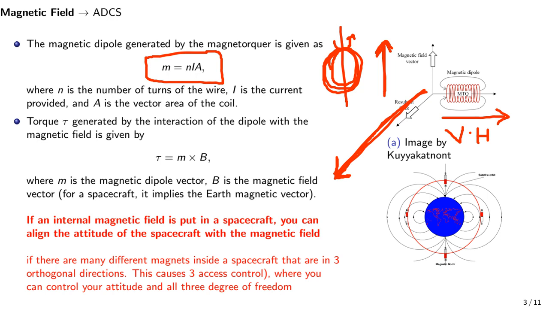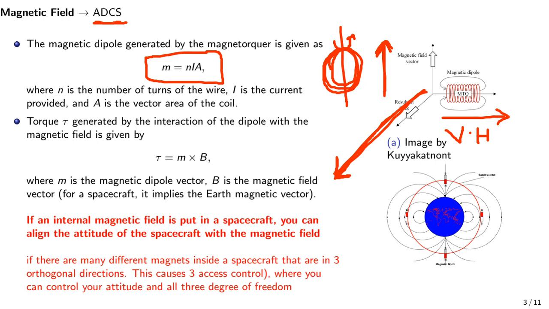So what we're saying is the magnetic field which exists in space would actually have an effect on your ADCS. So we can use that to an advantage as an engineer. What we can do is generate an internal magnetic field in our spacecraft, which can be used to align the attitude of the spacecraft with the magnetic field outside.